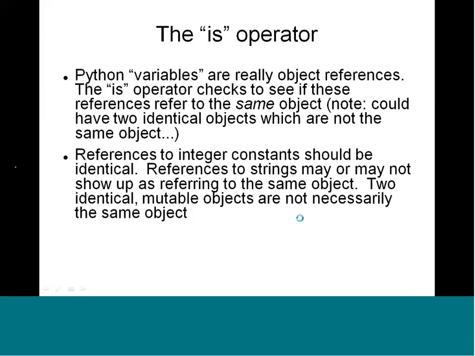And then the references to the integer constants should be identical. So the references to strings may or may not show up as referring to the same object. Two identical mutable objects are not necessarily the same object.